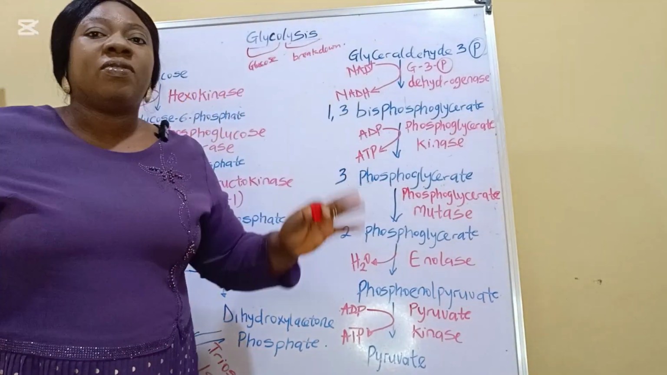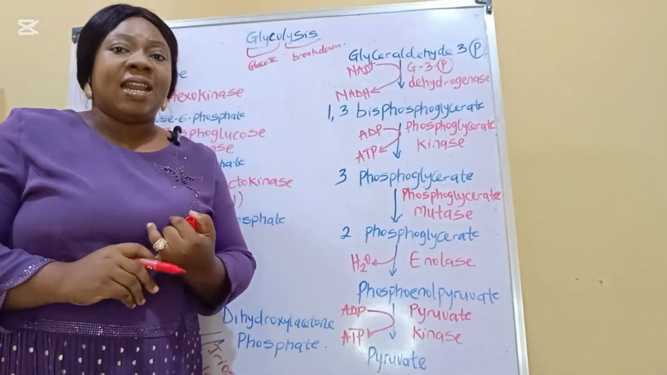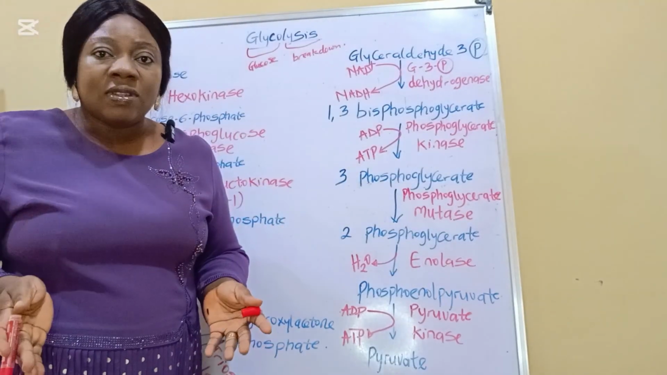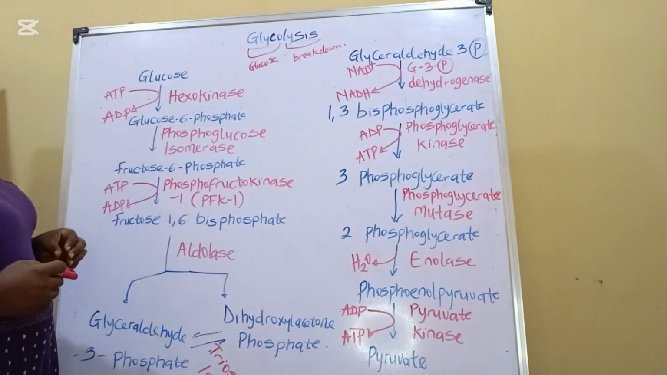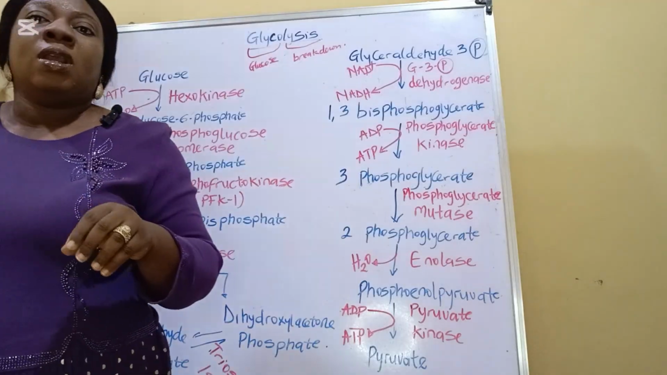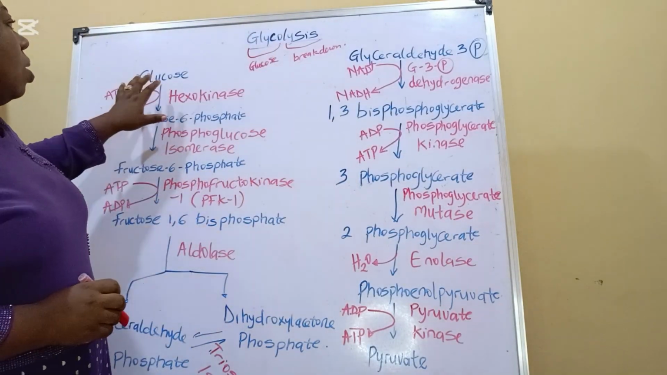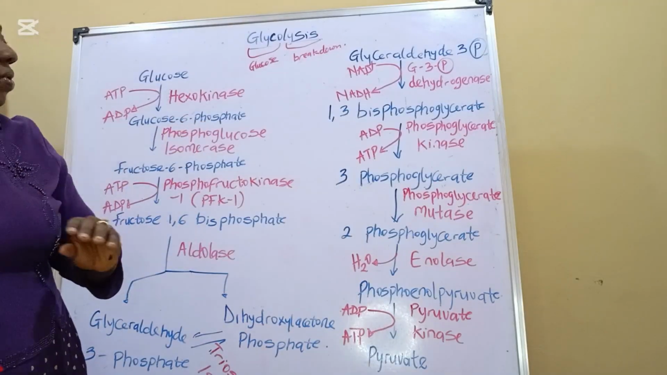The essence of this pathway is to produce energy that will keep the cell functioning, the day-to-day activities of the body. Glucose is taken up into the cell. In the cytosol of the cell, that is where glycolysis occurs. So glucose has entered the cytosol of the cell.